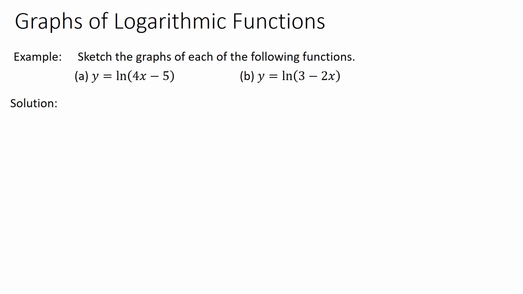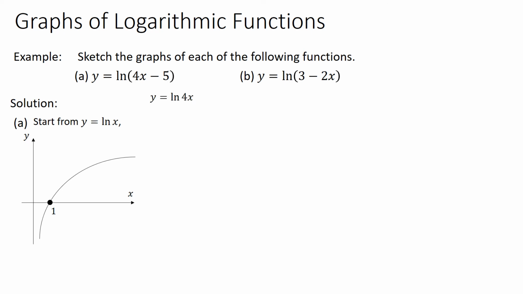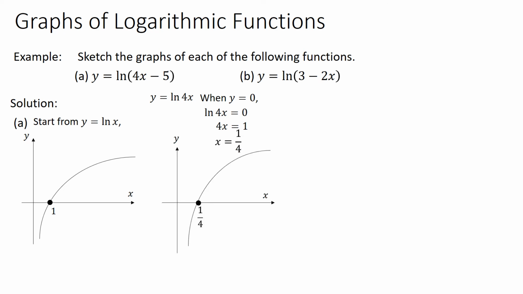So here's the solution. For A, we'll start from the equation y equals ln x. This is the basic graph, which will look like this, and it cuts the x-axis at 1. Now the next step, we'll think about y equals ln 4x. When y goes to 0, ln 4x will be 0, which means 4x equals 1, x equals 1 over 4. Therefore, this graph now will cut the x-axis at 1 over 4.